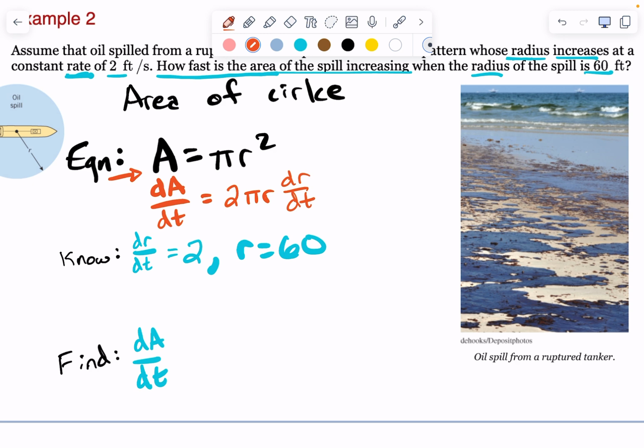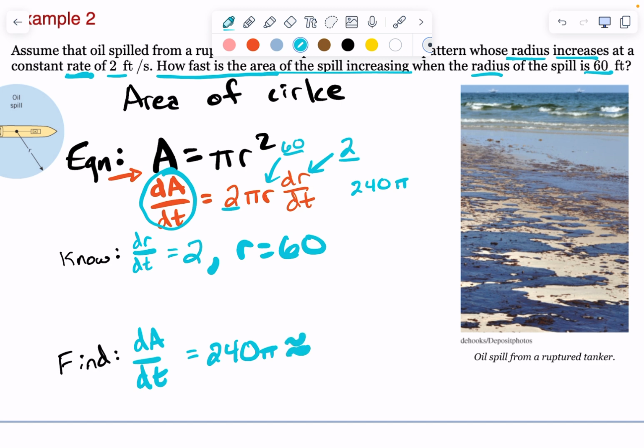So now, can I find the rate at which the area is changing if I just plug the numbers in? Yeah. So the radius is 60, and it's changing at a rate of 2 feet per second, right? So 60 times 2 times another 2 is 240. 240 pi. So 240 pi, or, what's 240 times pi? Like 800 something.